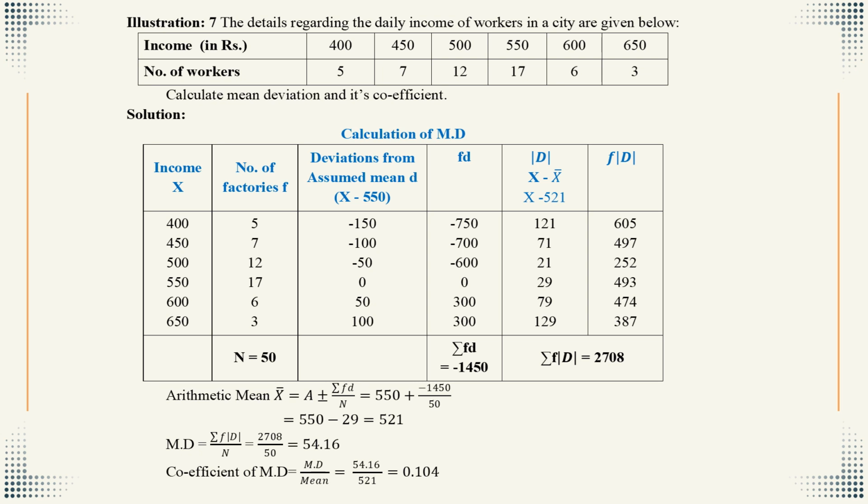Then this gives a clear picture, but when we are taking into account the coefficient of mean deviation only, it is mean deviation by mean, that is 54.16 by 521, that is 0.104. So the deviation is much wider, not close to the arithmetic mean. Okay.